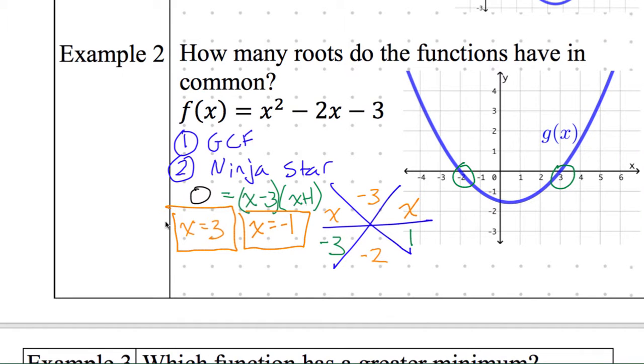All right, and now I'm coming back to the original question. How many roots do the functions have in common? Which numbers are the same for g and same for f? Does someone have a quiet raised hand to tell me my answer? Yes, Jaden.